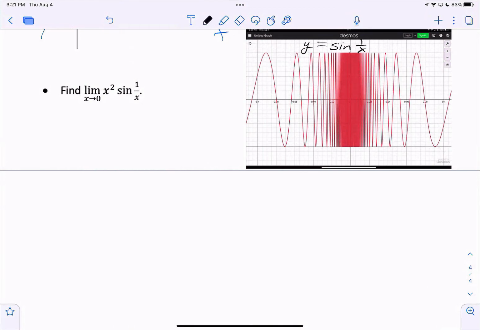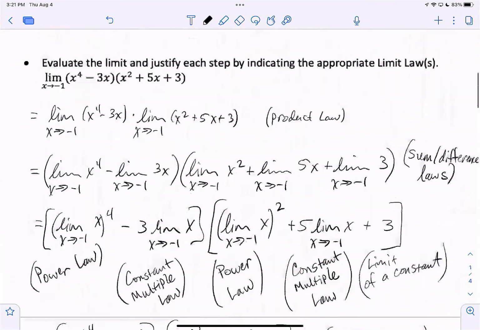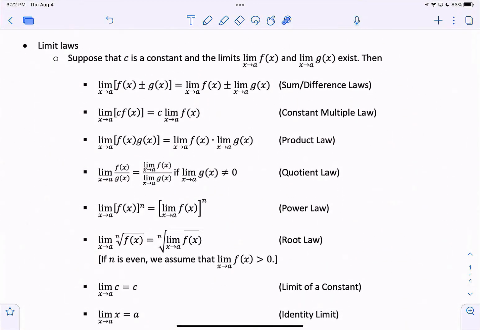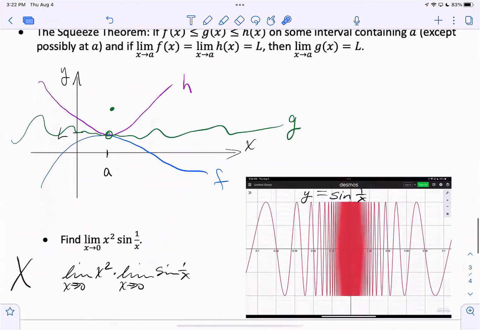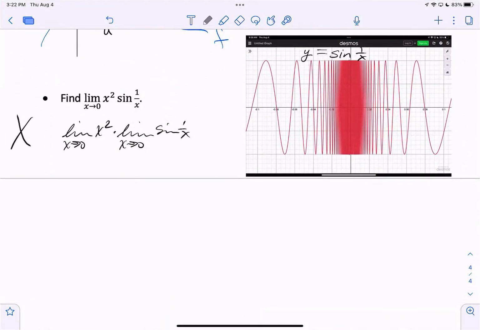So what I don't get to do, a big ol' I don't get to do, is write the limit as x approaches 0 of x squared times the limit as x approaches 0 of the sine of 1 over x. That's the product law for limits. But that, as you may recall, only applies if the limit as x approaches a of f and the limit as x approaches a of g both exist. Then I can find the product of the limits. But here, we have a situation in which this limit does not exist. So I don't get to apply that limit law. What we're going to do is apply the Squeeze theorem.